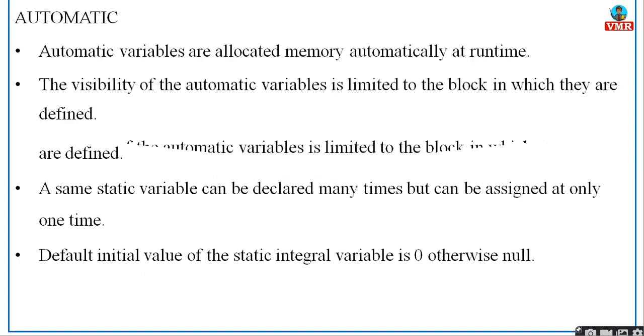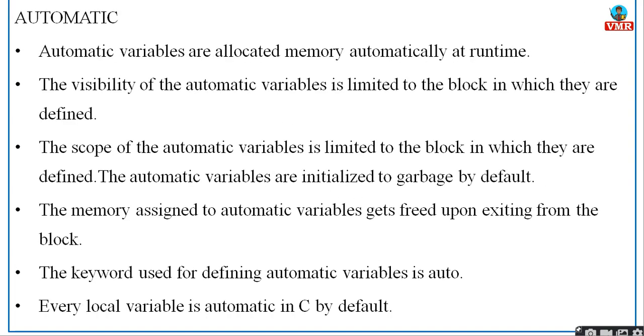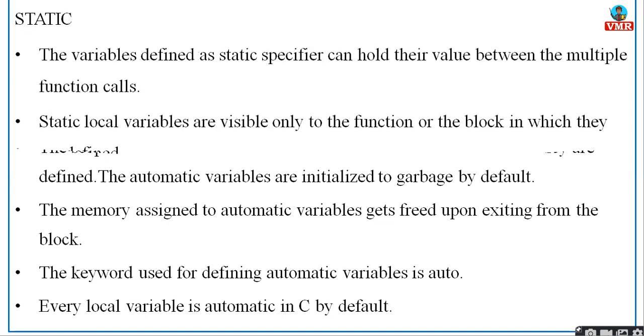If you declare a variable like int a, what will the compiler do? It will automatically take the type int. If I had given int a with auto as a keyword, then it will automatically be stored in some memory location. Next, static.